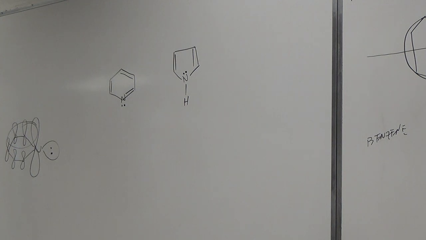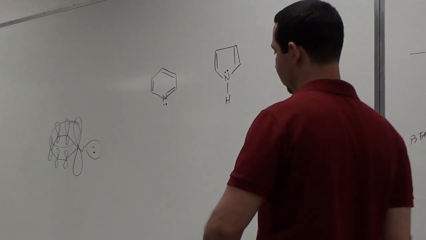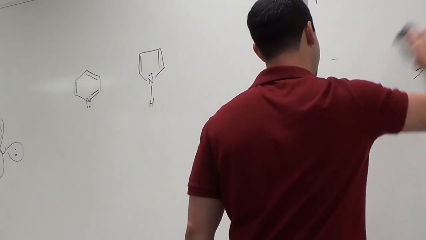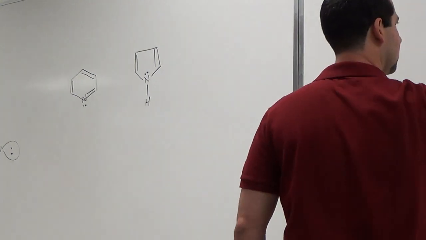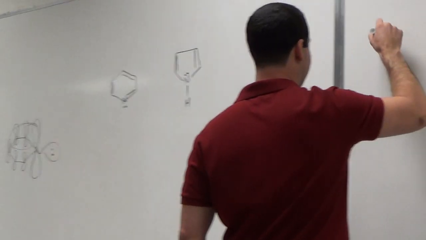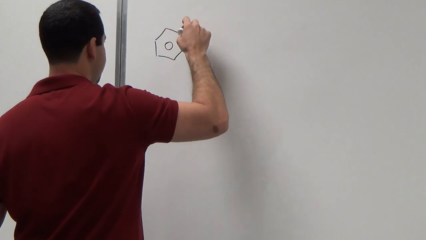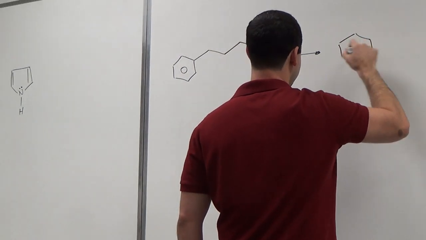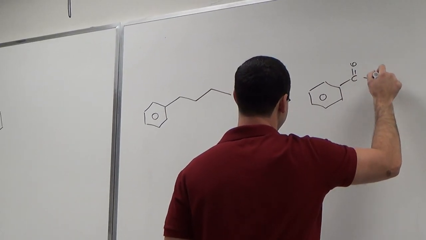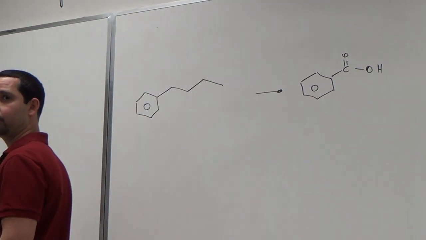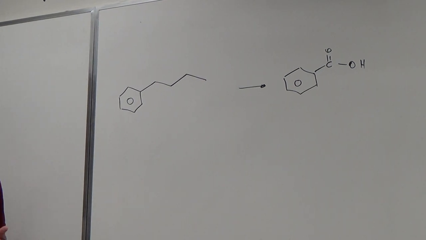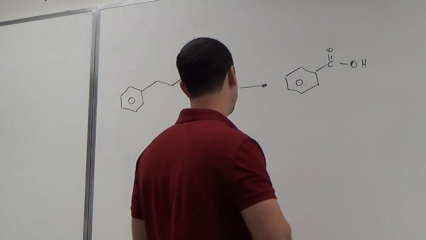I don't know if I did these reactions in organic one or not. Did we do oxidation of a chain on a benzene ring? So let's say, how do you go from here to here? You can use chromic acid or you can use potassium permanganate. You can use either one of them.